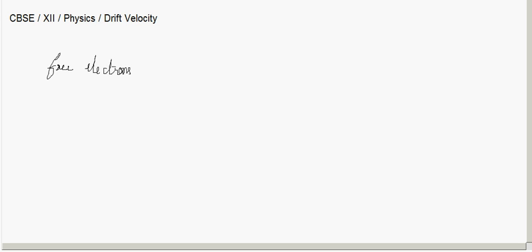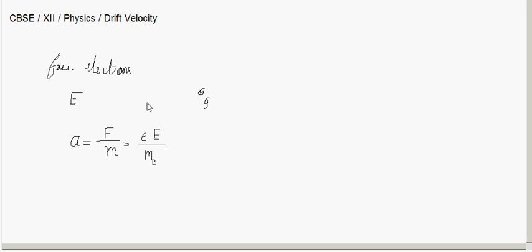But when you apply an electric field E to this metal, all these free moving electrons will gain some acceleration. That acceleration is given by force divided by mass. If the force is given by the electric field applied multiplied by e, divided by the mass of the electron.